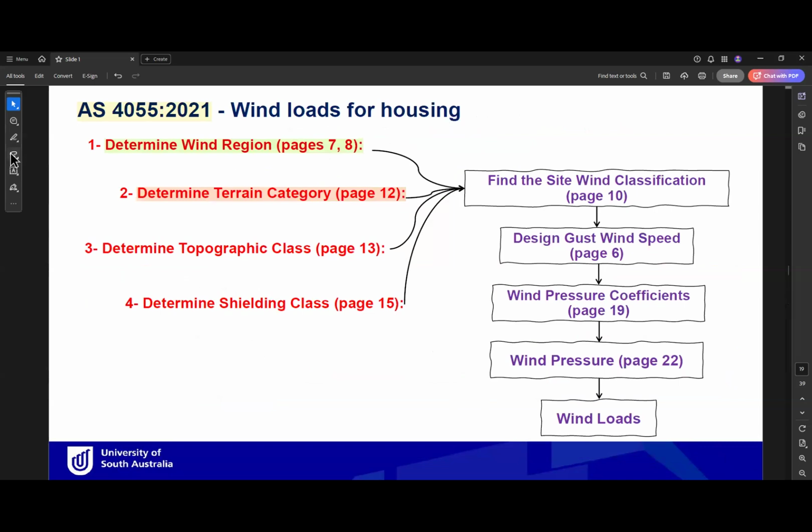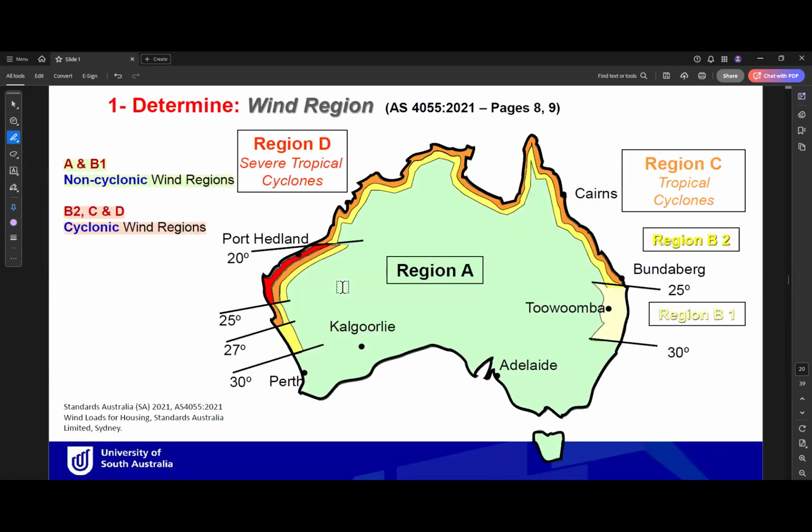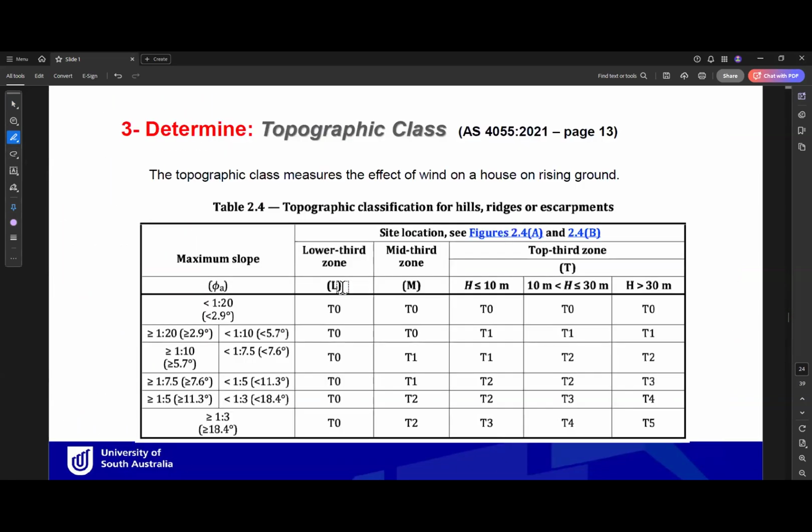Step number 3 is determine the topographic class. The topographic class means what the surface or the topography around the building we are designing looks like. So this means if we have hills or mountains around our building. So let's look at this parameter here.